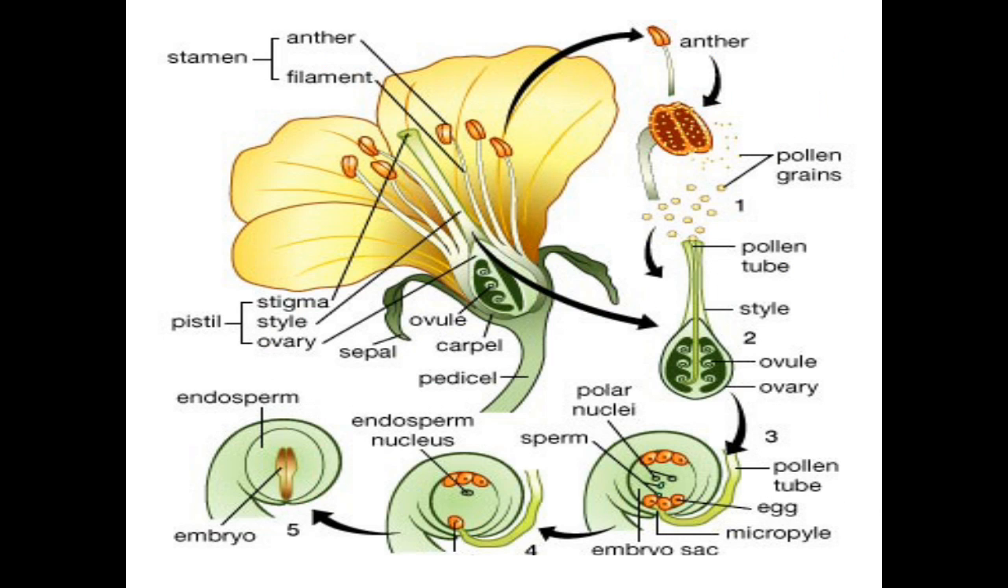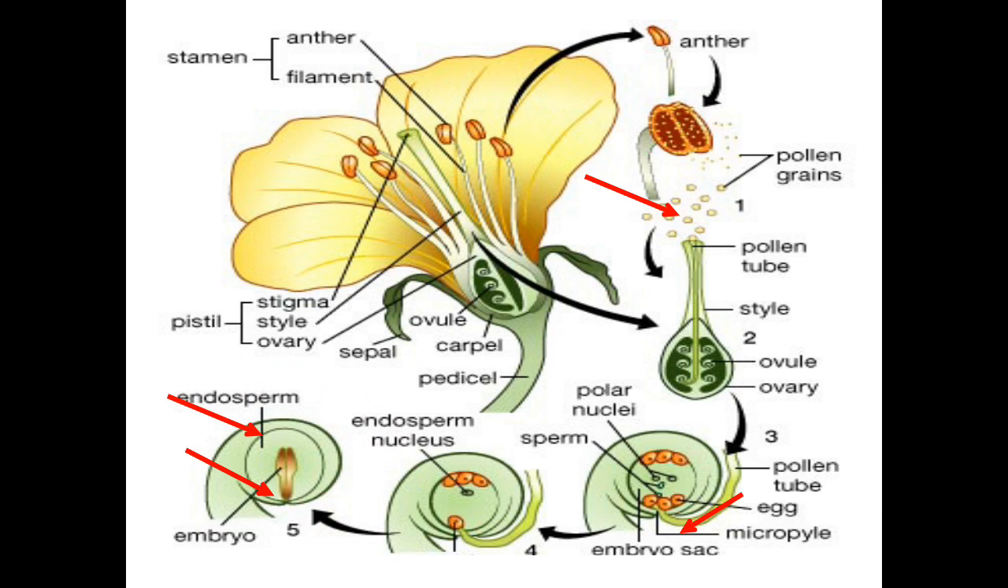Okay, so let us review the process again. The pollen grain from the anther is transferred to the stigma and creates the pollen tube. Through the pollen tube, one male gamete gets inside and fuses with the egg. Another male gamete fuses with the secondary nucleus and forms the endosperm. So after fusion of the male and female gametes, it forms the embryo, and the other fusion of the male gamete and secondary nucleus forms the endosperm.